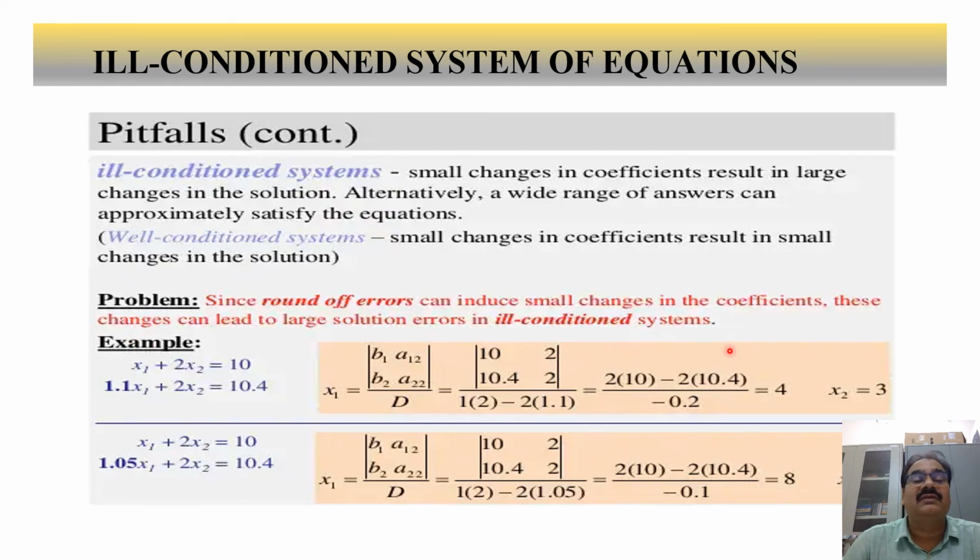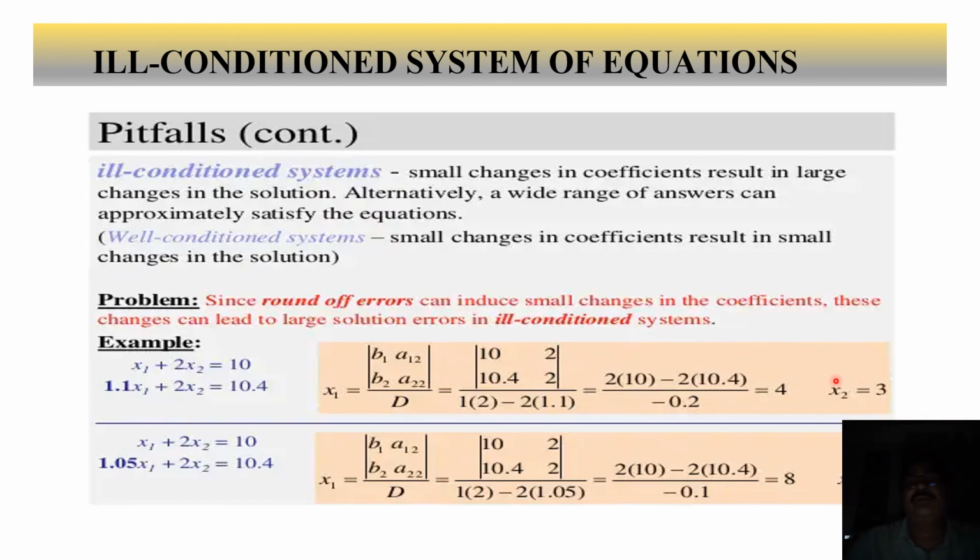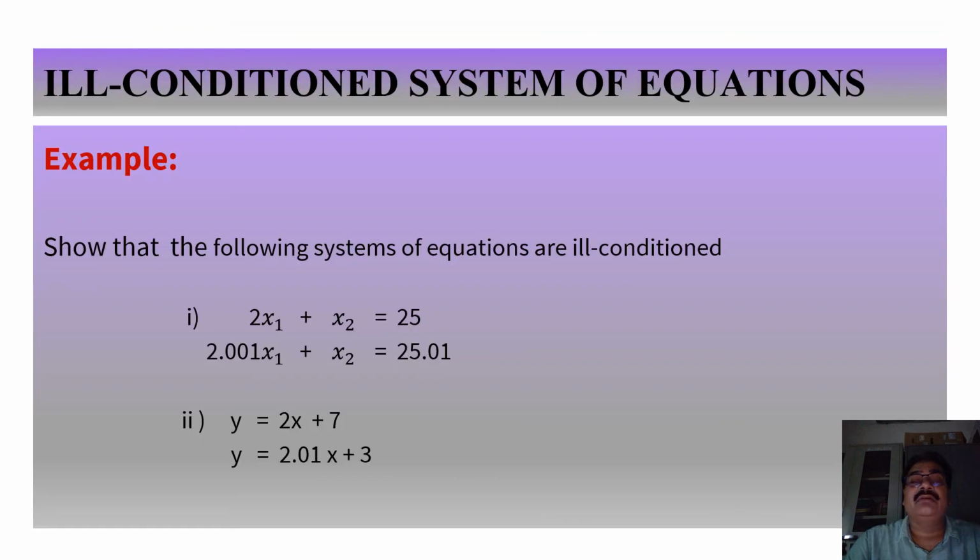So these are the problems: x1 plus 2x2 equal to 10, and 1.1x1 plus 2x2 equal to 10.4. Look here, the coefficient is 1, but here you have taken 1.1. In this way, in the form of a matrix also, you can find the values and establish the result.